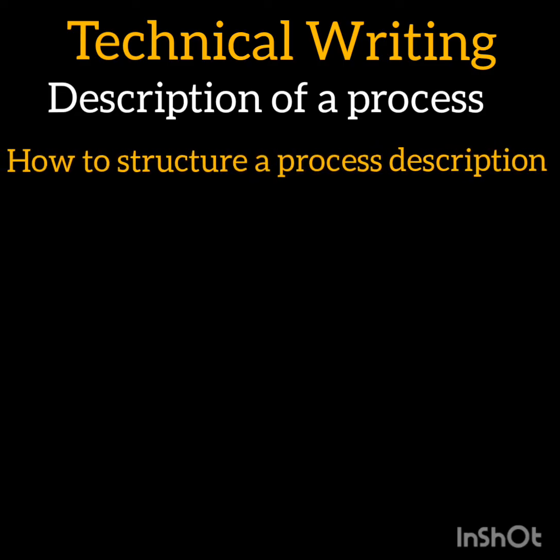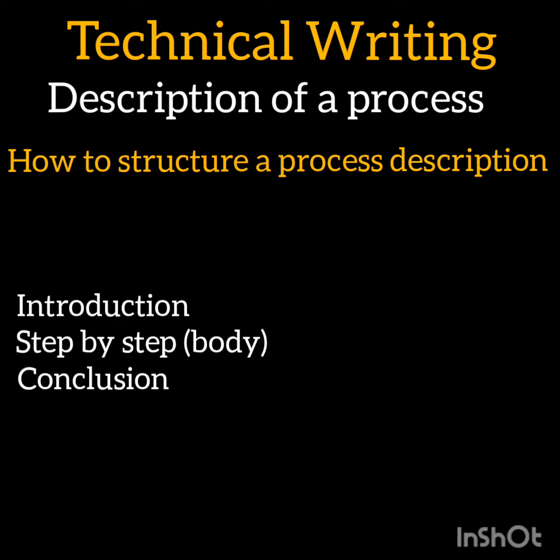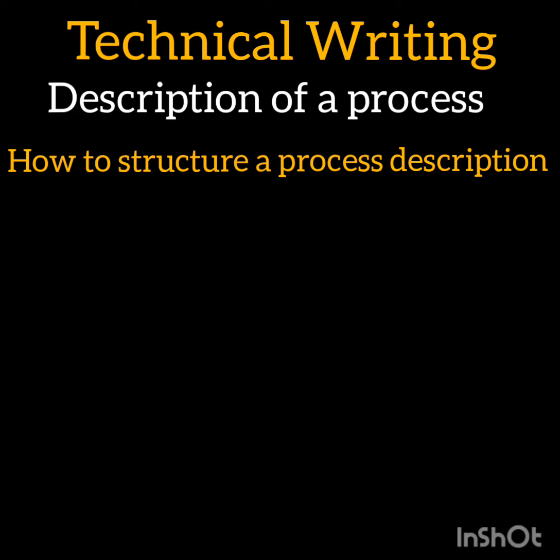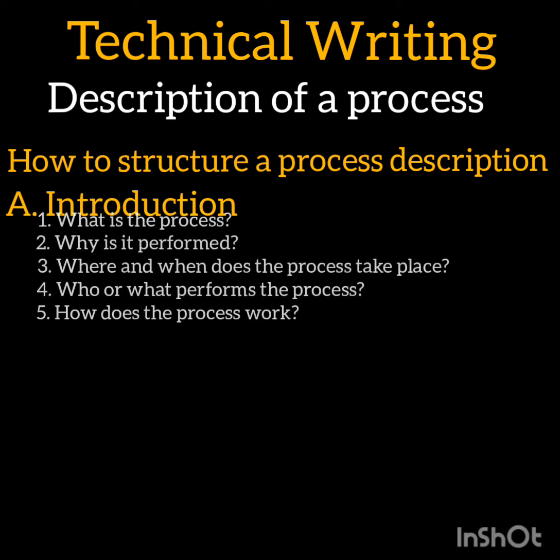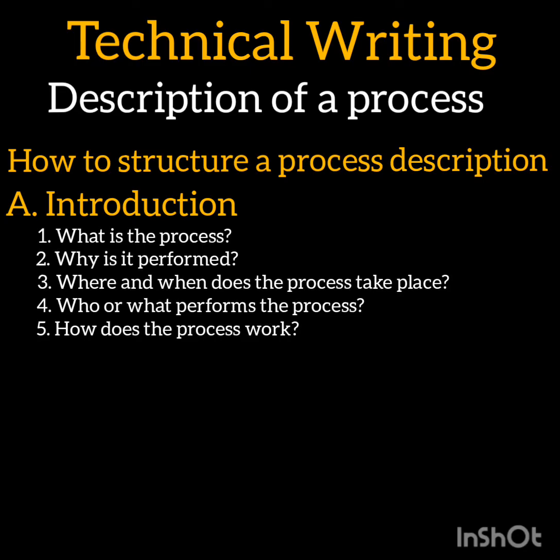So how do you state or structure or organize a process description? Now, a process description can be divided into three sections, where you have the introduction, the chief steps or the step-by-step description, and the conclusion. In the introduction, you are going to answer 5 questions to help you complete the writing task. So the first question would be, what is the process? This is where you give the definition of the process itself.